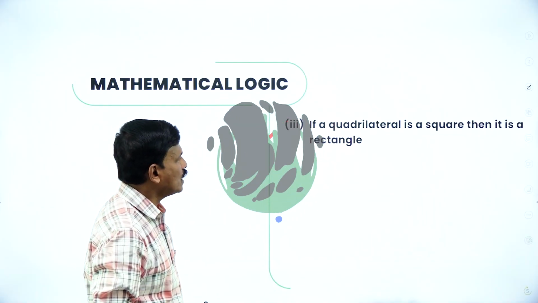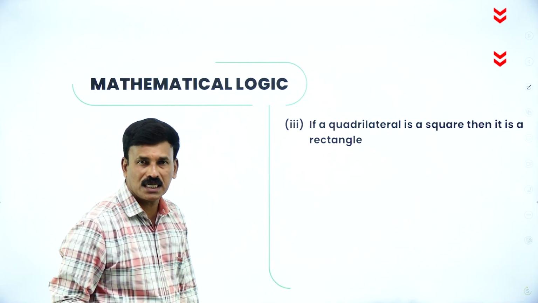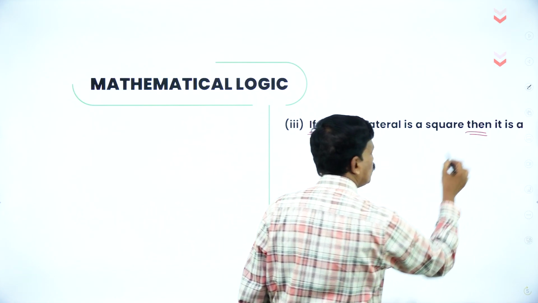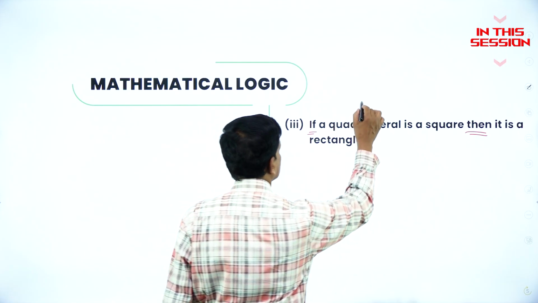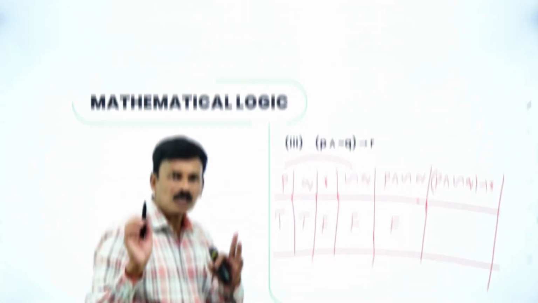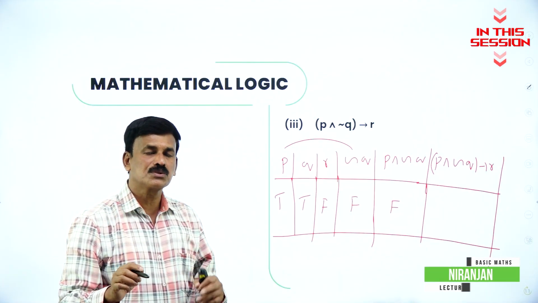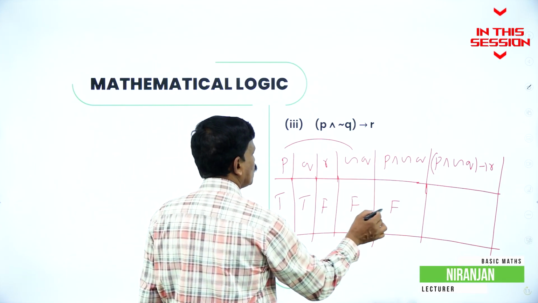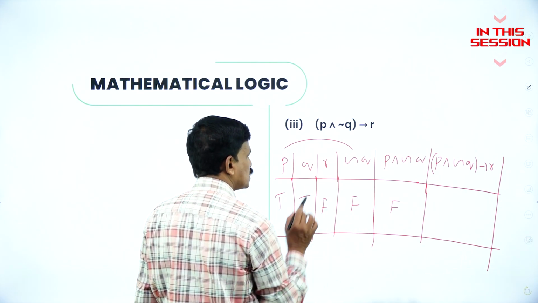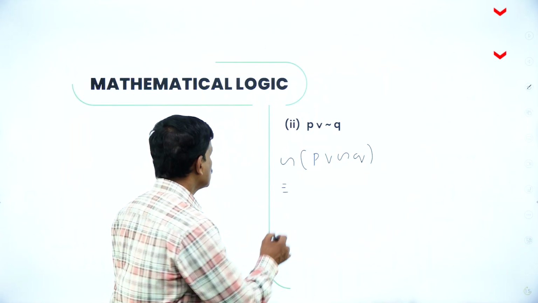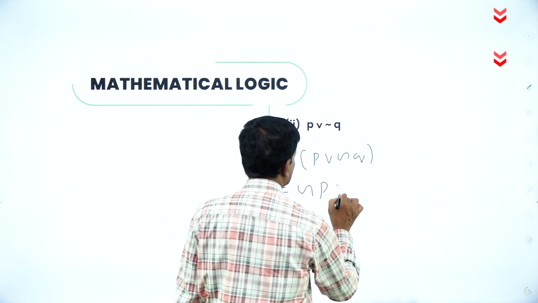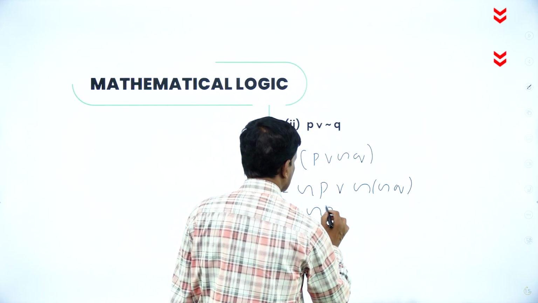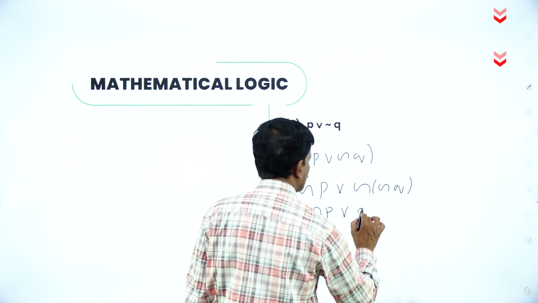If a quadrilateral is a square, then it is a rectangle. So it is again a conditional statement. If then means it's a conditional statement. Consider this as P and this as Q. In case of conjunction, true and true is true. In all other cases it is false. So here conjunction of true and false is equal to false. T and F is F. What is this equal to? Very simple. This is equal to negation of P, disjunction, negation of negation Q. That's equal to negation P, disjunction, negation of negation is Q.